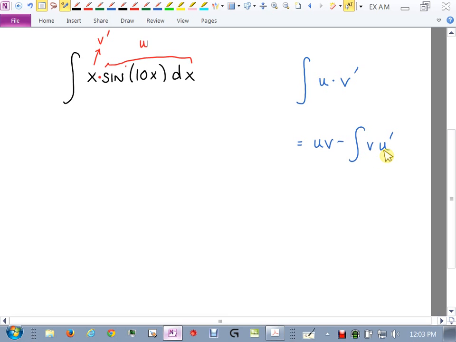Which means it's more complicated than it started with, right? It has x squared now instead of x. So you don't want to just blindly swing at this. You want to think about what you're choosing for u and v prime, and that will dictate how the problem's going to work for you.